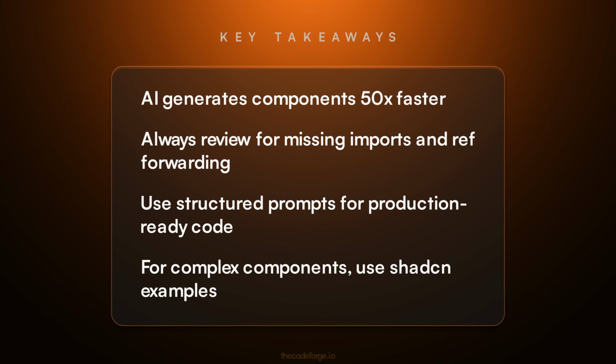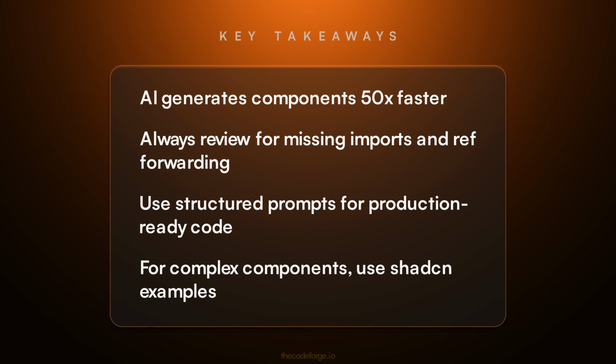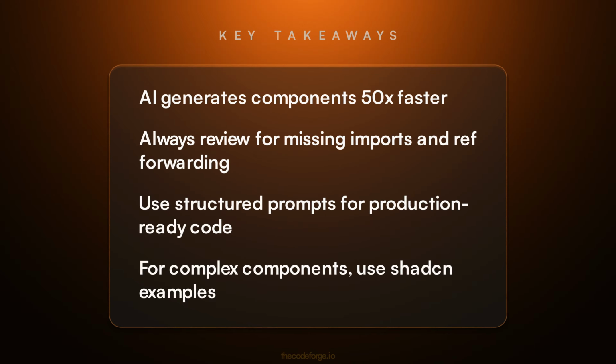Let's recap the key takeaways. AI generates components 50x faster. Always review for missing imports and ref forwarding. Use structured prompts for production-ready code. For complex components, use Shadcn examples.